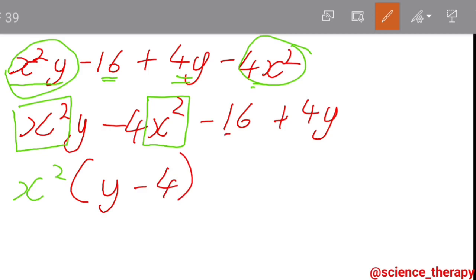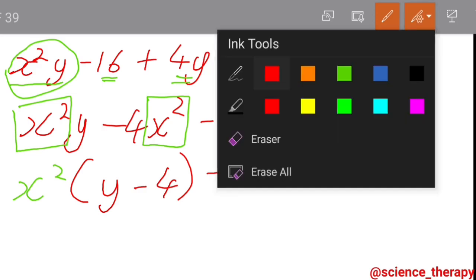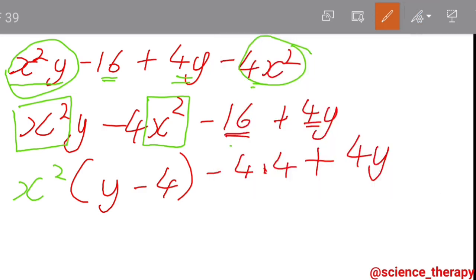Now, our numbers are 16 and 4. And we agree that we can write 16 in terms of the factors. So we have 4 multiplied by 4. That gives us 16 plus 4y. At this point, we can see that our common factor is 4 and 4.